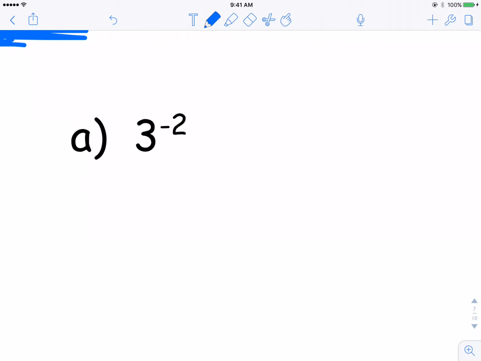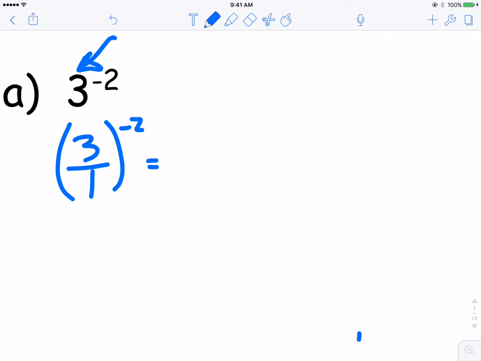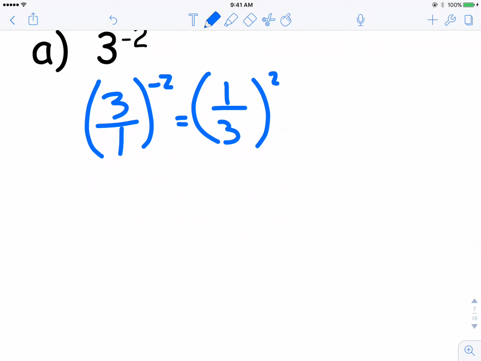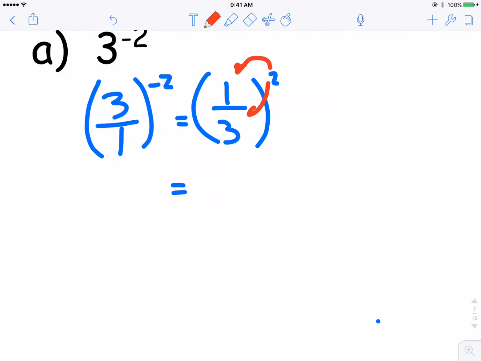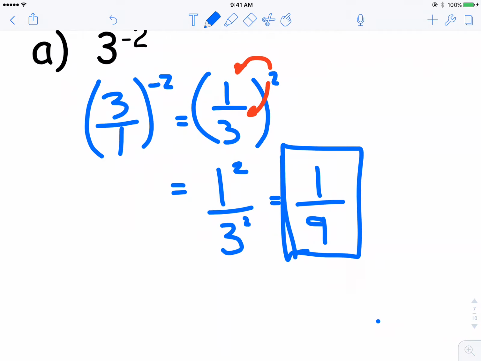Well, the negative exponent tells me I need to make this 3 base into a fraction. So this becomes 3 over 1, all raised to the power of negative 2. The negative exponent tells me I need to flip that fraction. So this becomes 1 over 3, all raised to the power of 2. And then my exponent law from grade 9 tells me that I take this power of 2 and I apply it to the 1 and I apply it to the 3. So this becomes 1 squared over 3 squared, which is 1 over 9. And this would be what would be considered your final answer.